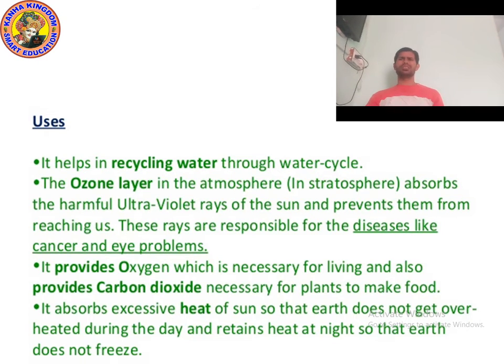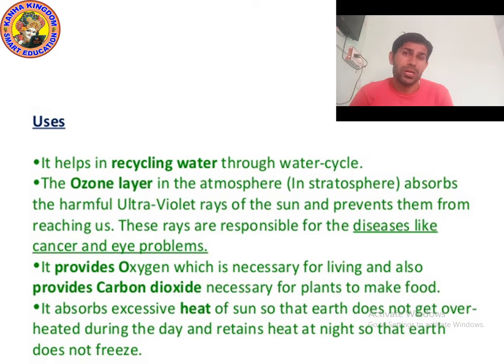And it provides oxygen, which is necessary for living, and also provides carbon dioxide necessary for plants to make food. Oxygen and carbon dioxide both are important. Oxygen is necessary for living things, but I know plants are also living things, but they take carbon dioxide. But at night, do plants take carbon dioxide? No, they take oxygen. Yes, and carbon dioxide also helps to make food by the photosynthesis process.